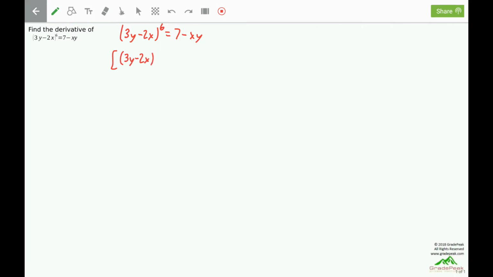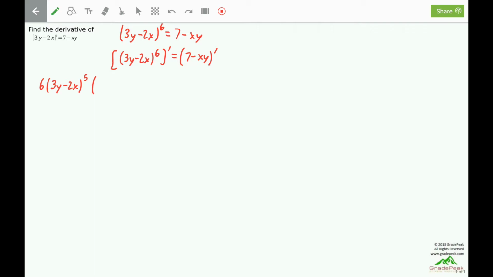This is done by taking the derivative of both sides with respect to x, indicated by a prime on both sides. On the left side, we start with the power rule. Bring the power down, leave the inside alone, subtract 1 from the power, and then multiply by the derivative of the inside.